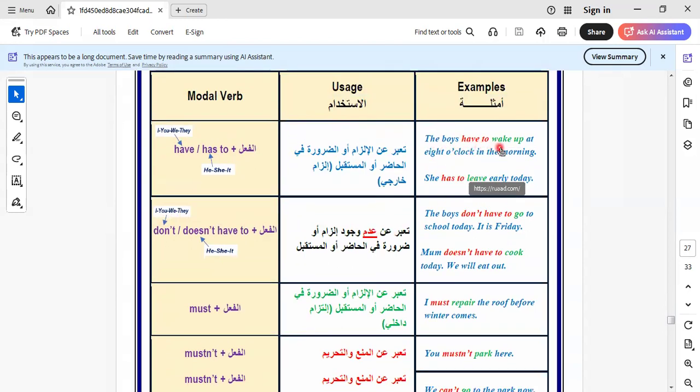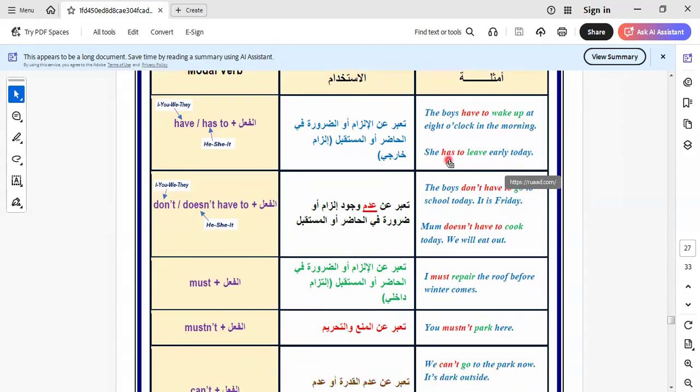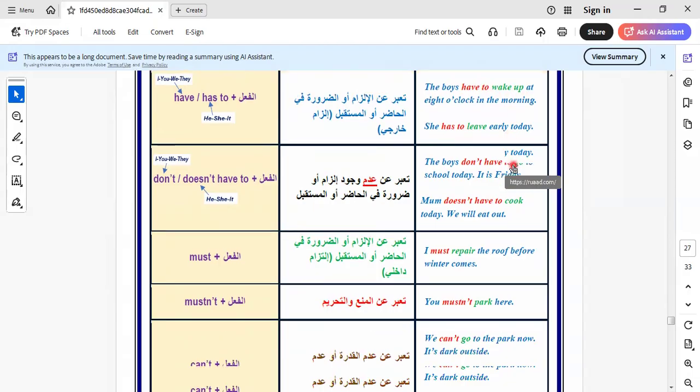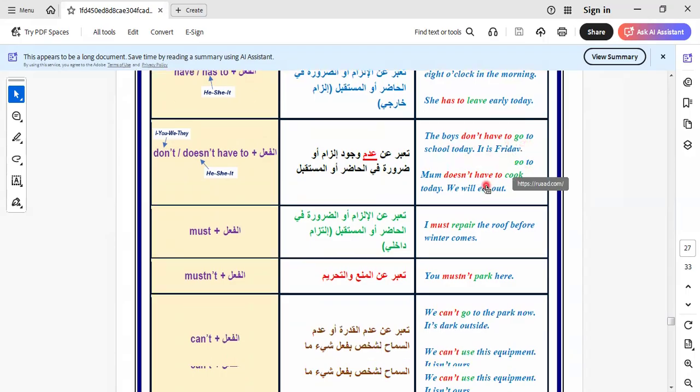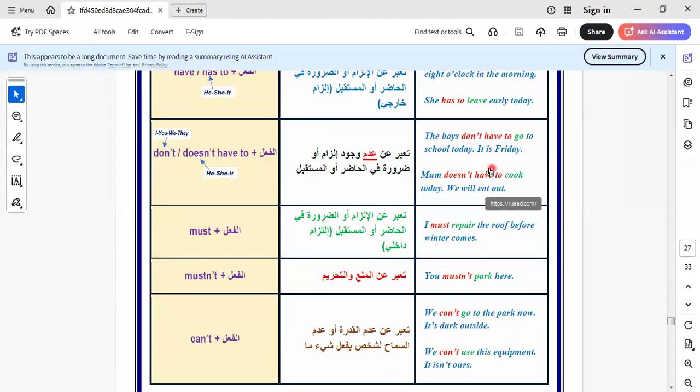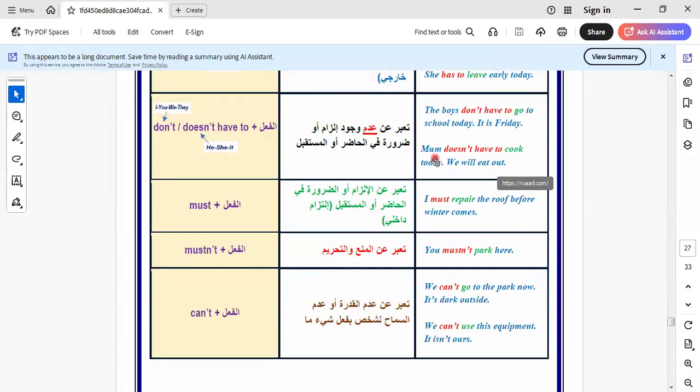The boys have to wake up at 8 o'clock. So the boys must wake up. This is the appointment that the boys must wake up, have to wake up at 8 o'clock in the morning. She has to leave early today. The boys don't have to go to school today. It's Friday, so here is off. Friday means the school is off. Mom doesn't have to cook today.